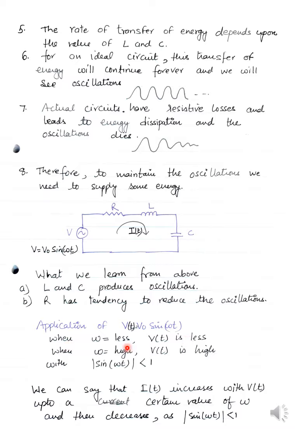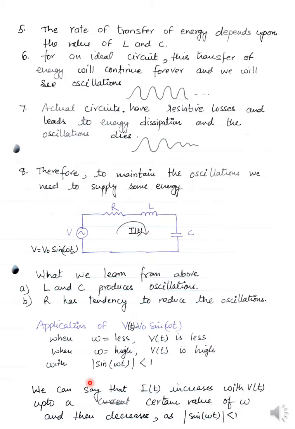When omega is less, V(t) is less. You can see here. When omega is high, V(t) is high. But as we know that sine omega t is always less than 1, whether it's on the positive side or negative side.